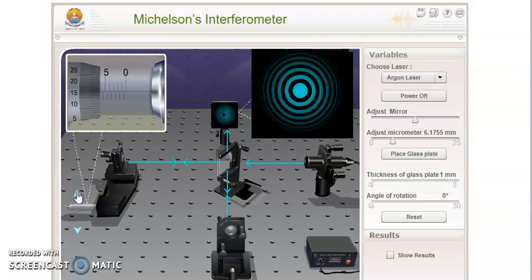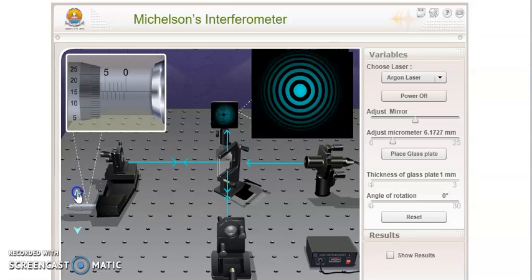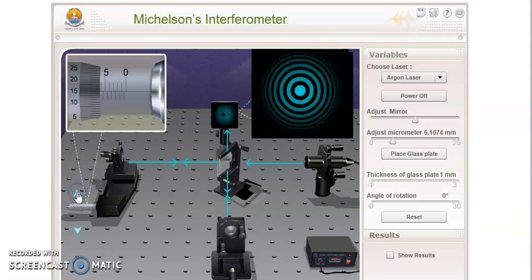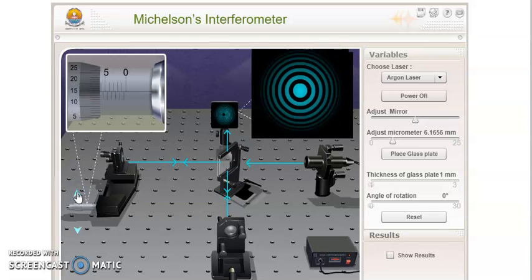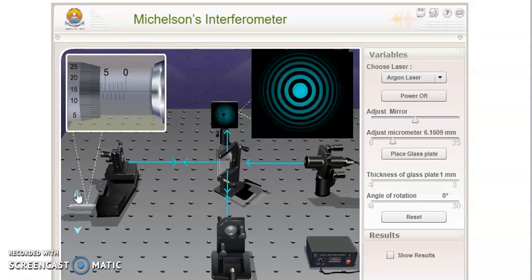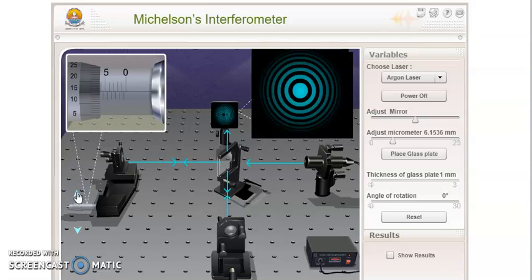This is one fringe, second one, third one, fourth one, fifth one, sixth one, seventh one, eighth one, ninth one, 10. Now we moved 10 fringes.